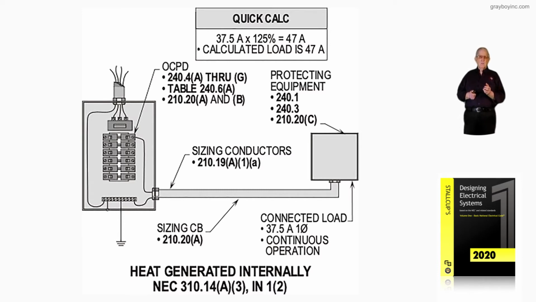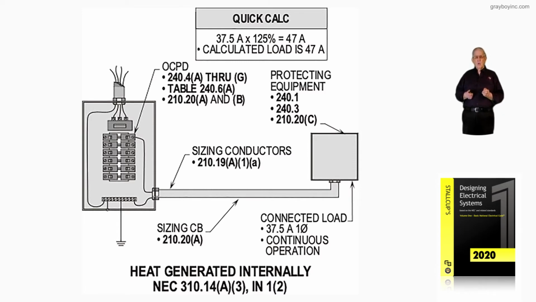If it's a branch circuit, we're sizing those conductors in accordance with 210.19(A)(1)(a) to determine load. If they happen to be feeder conductors, then we'd be using 215.2(A)(1)(a) to determine what the load would be.